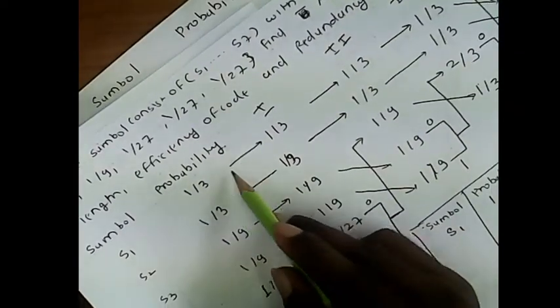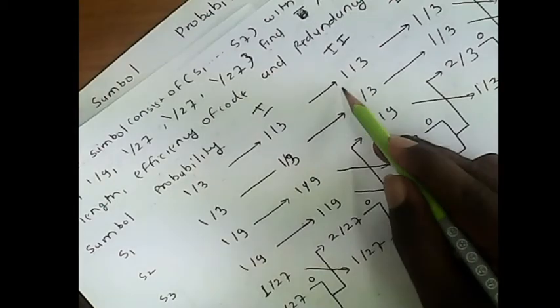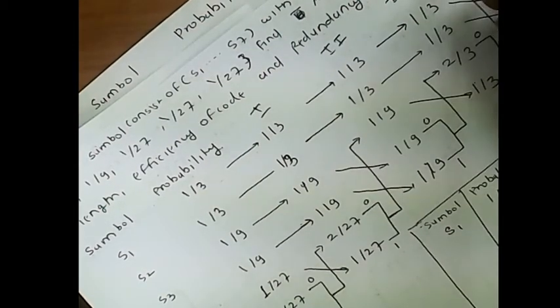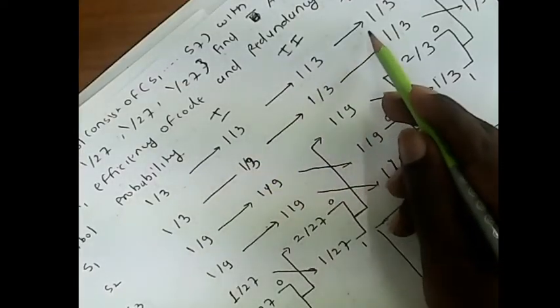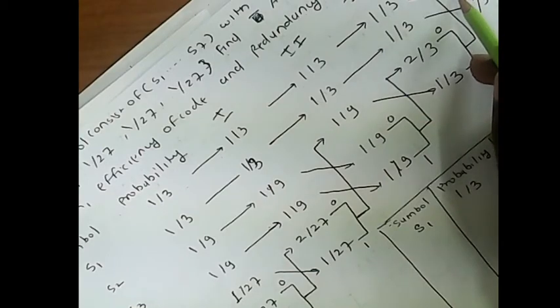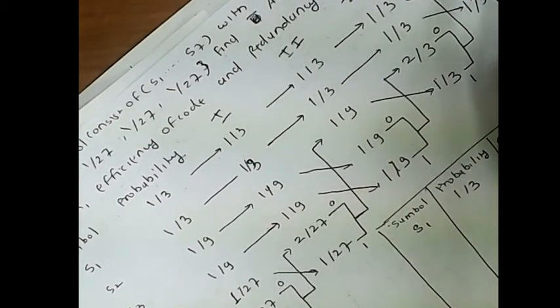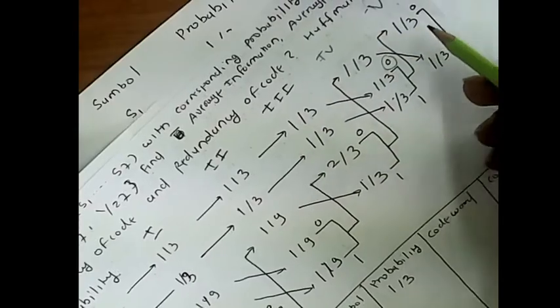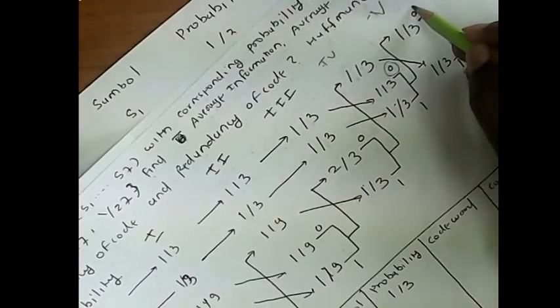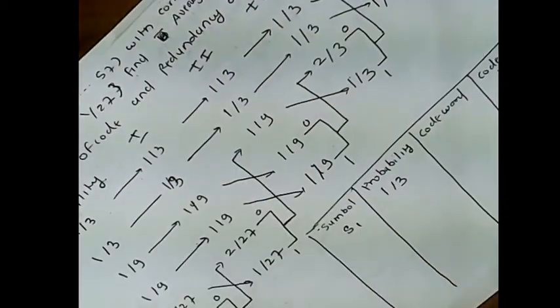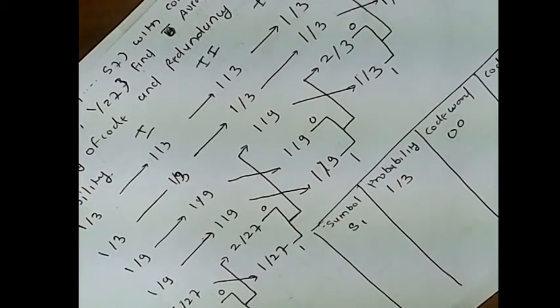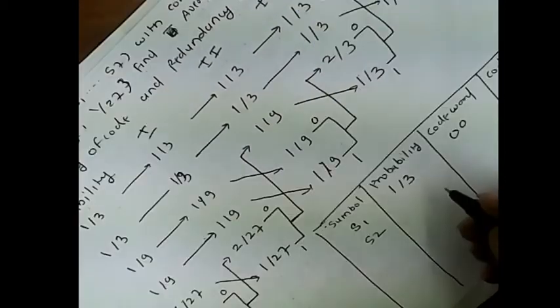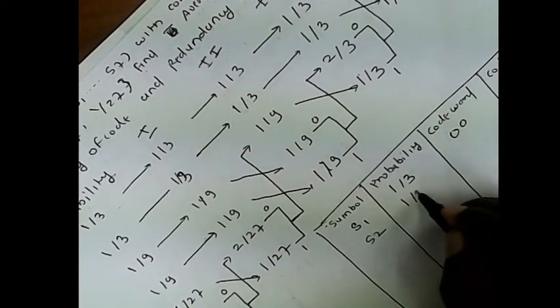So we go in the forward direction. For 1/3, there is no code assigned; for the next 1/3, again no code assigned. Here this 1/3 gets the first code 0, and the second code 0. So the code for source symbol S1 having probability 1/3 is 00, and the code word length is 2.